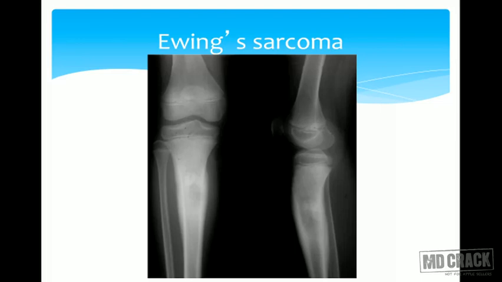Hence, it's not always easy to differentiate between an aggressive bone tumor or an osteomyelitis. Even the MRI won't give you the answer, nor will the X-ray. Ultimately, the biopsy is going to give you the exact answer.